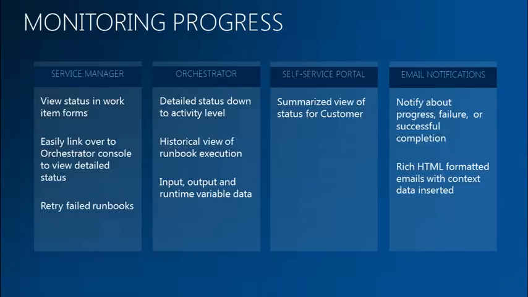We can also monitor progress by looking in the Orchestrator UI. We can go into the Orchestrator web console, for example, and drill down to the activity level. We can actually see each little activity inside of that runbook, what its inputs and outputs are, and what its status is. And we can view a history of the execution of these runbooks in the Orchestrator web console as well.